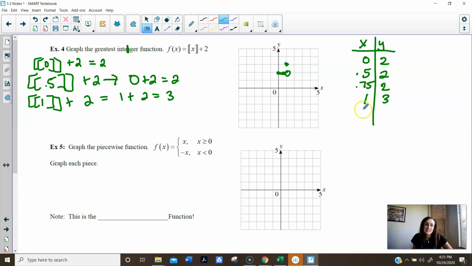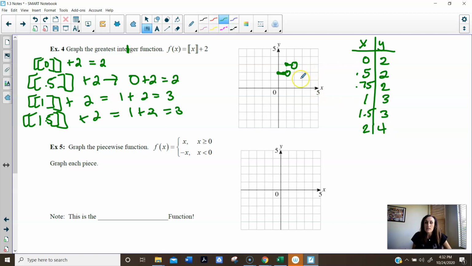I like to just test decimals. If I were to put in 1.5, the greatest integer of 1.5 plus 2, this goes back to 1, so 1 plus 2 is equal to 3. So you would be right 1.5 and up 3. And you're going to be that way all the way until you get to 2. When x is 2, then you would have 2 plus 2 is 4. So right 2 and up 4.